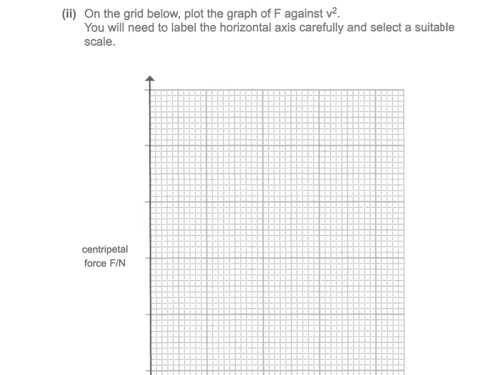Part 2, on the grid below, plot the graph of F against V squared. You will need to label the horizontal axis carefully and select a suitable scale. So we've got force values going from 0 to 2 newtons, and our V squareds go up to 3.2.